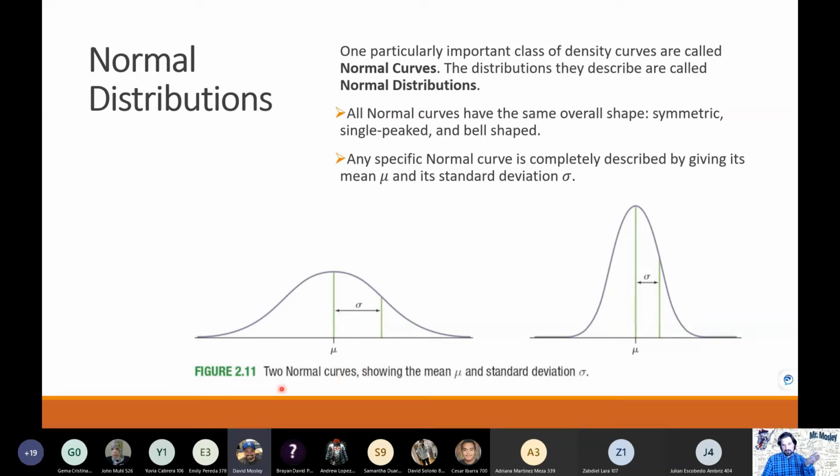And then we have, again, a description of this. Two normal curves showing the mean mu and standard deviation sigma. And so this bar here is 1 standard deviation greater than the mean. And in this one, even though it's a smaller width, this is also 1 standard deviation away from the mean.